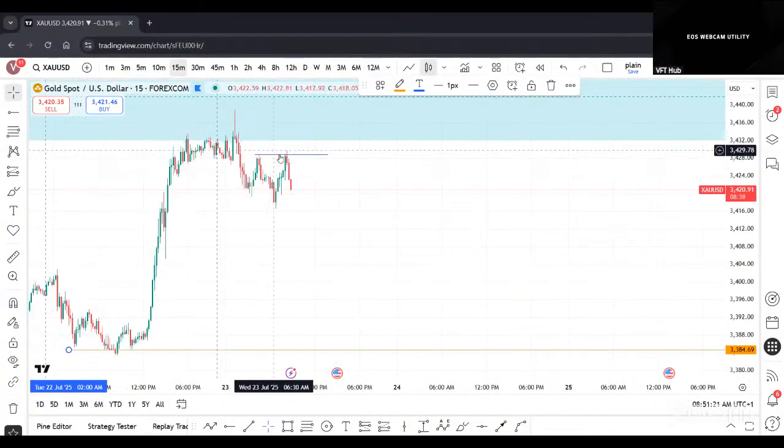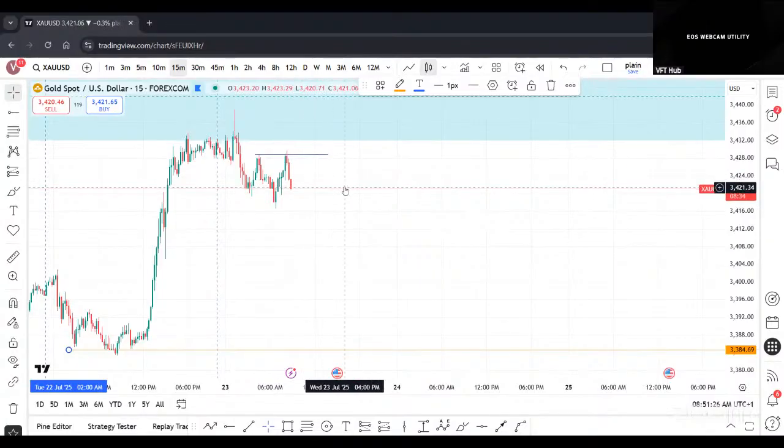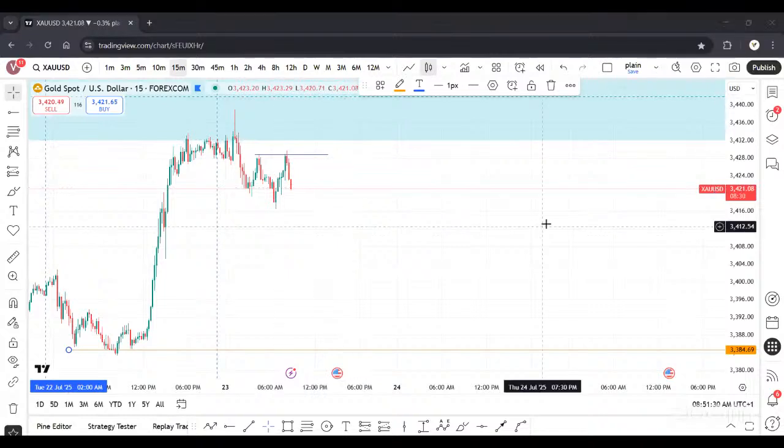So I would want to look for a sell entry on gold right now. This is the analysis for today, and this is my bias. I'm looking for a sell on gold all the way to this level right now. So you should be doing the same if it agrees with your analysis. All right, so that is that on gold.